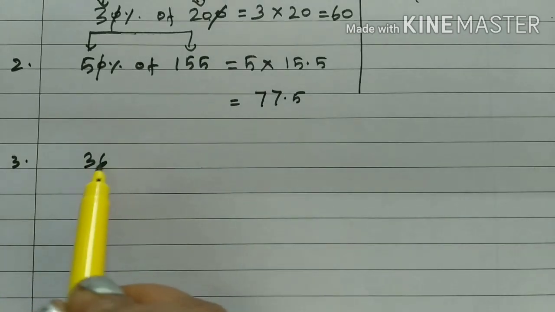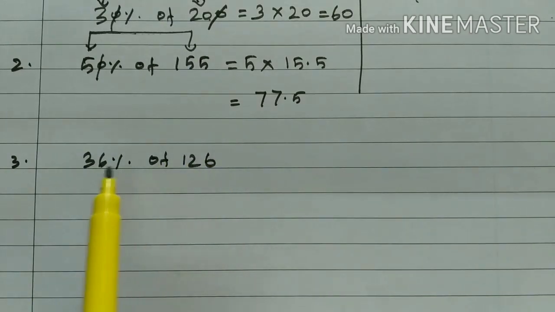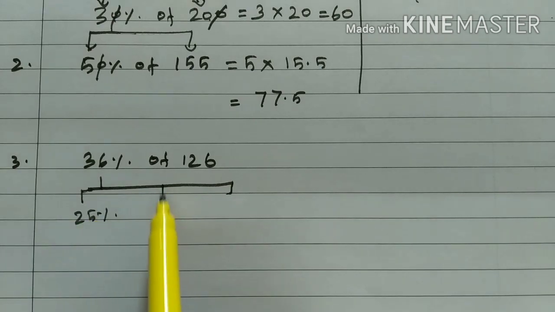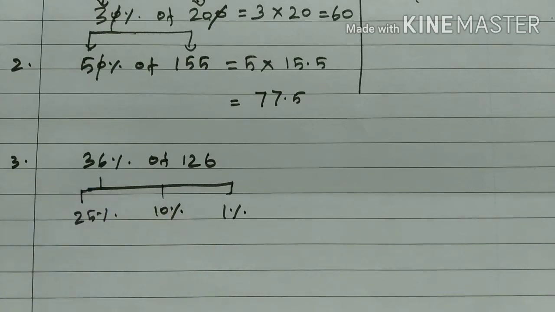Let's take one more example. 66% of 126. Here, no number ends with 0. In this case, what are we going to do? We have to split this number as 25%, 25%, 10% and 1%. If you add these, you will get 66%.